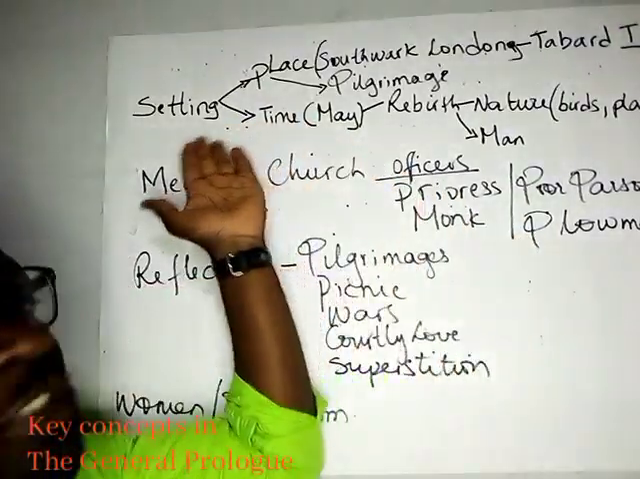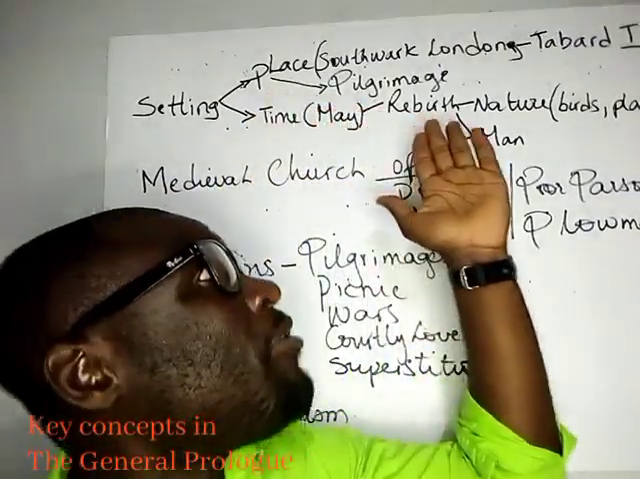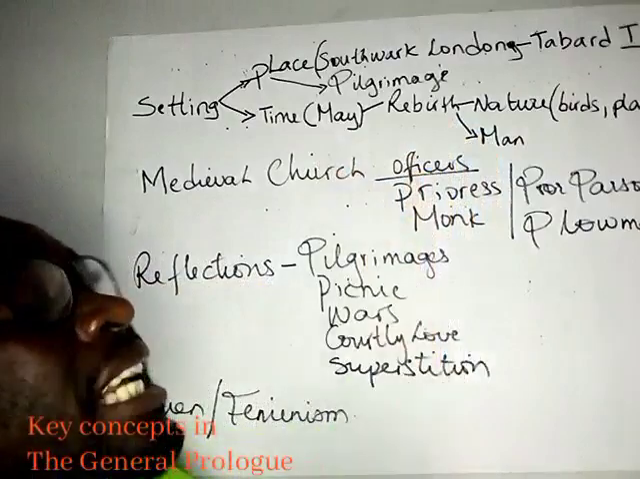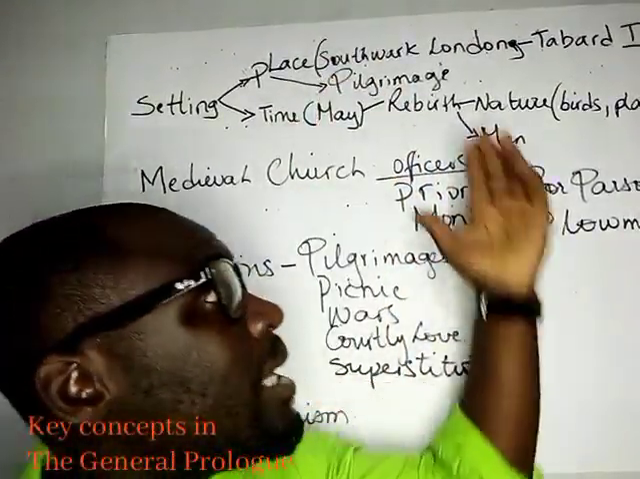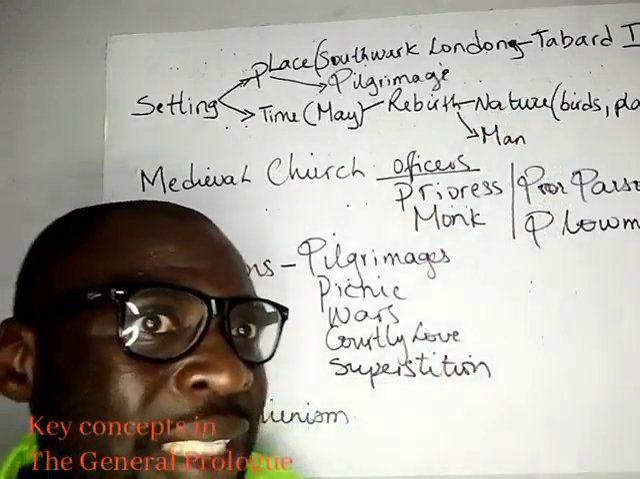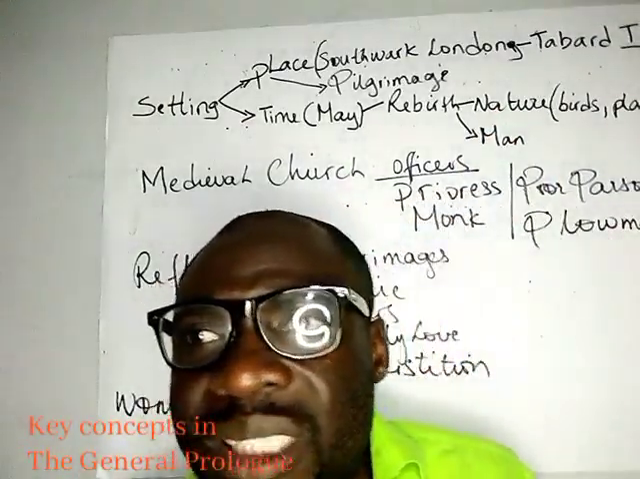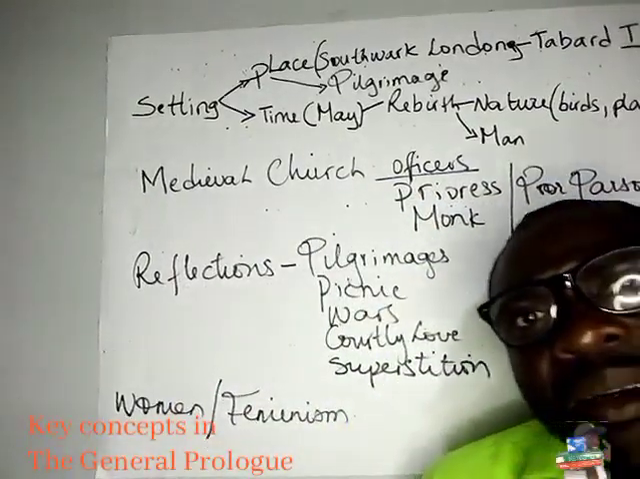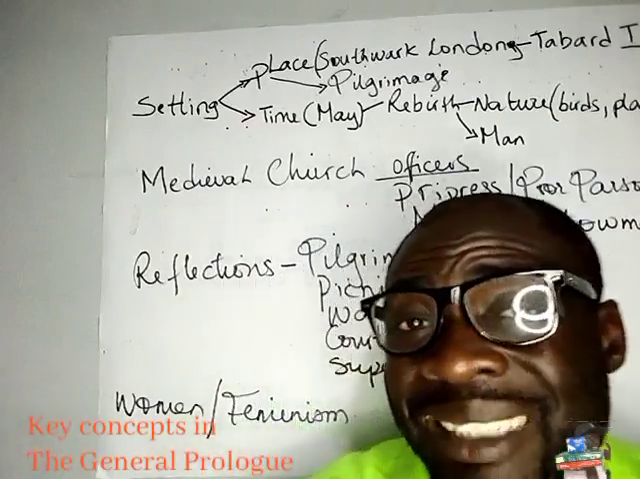Now we have two settings: space and time. Space there is place or geographical location. And we observe that our pilgrimage begins at Southwark. It is set in Southwark, London, and at the Tabard Inn. Now, that is a physical location where our 29 pilgrims gather. But the question is this: why choose the Tabard Inn of all places? Now, that is where the effectiveness is coming from, and that is where the marks are.